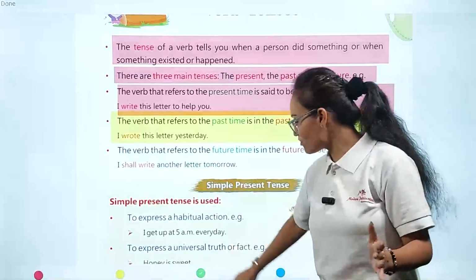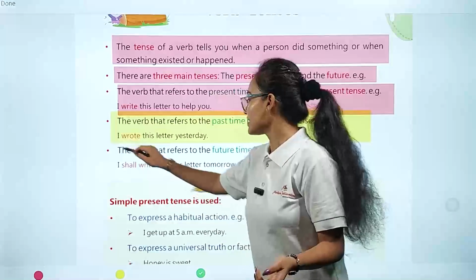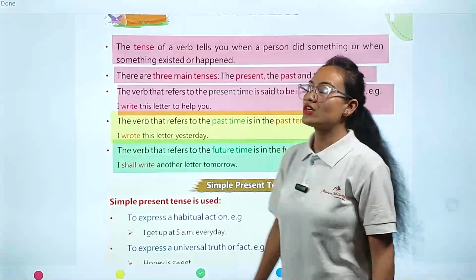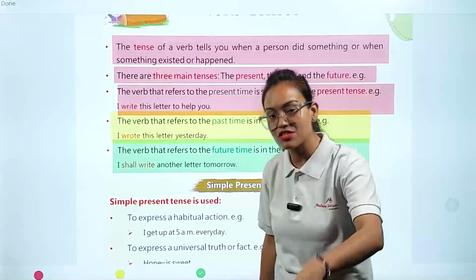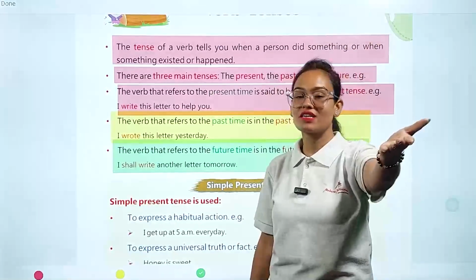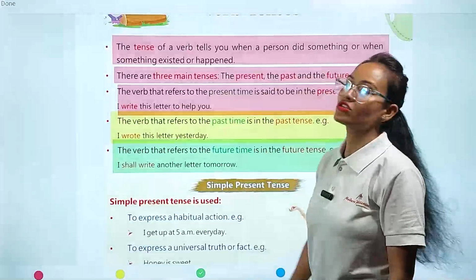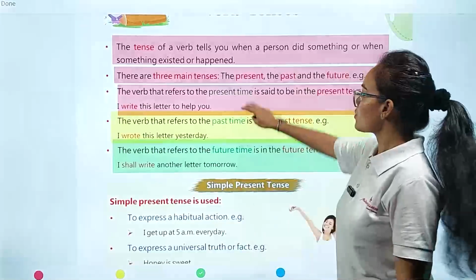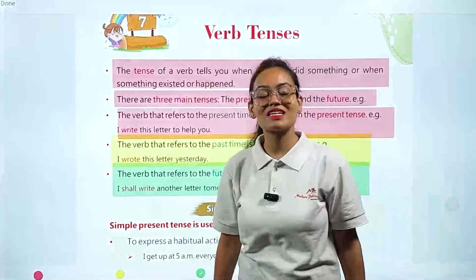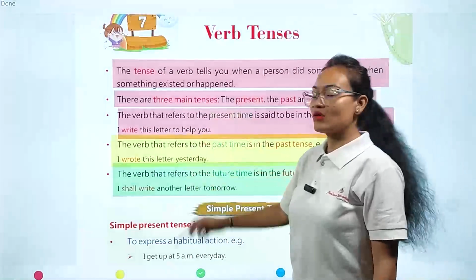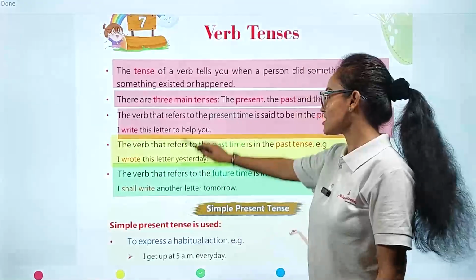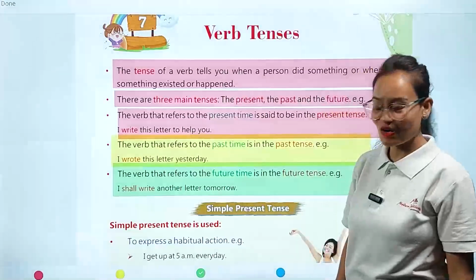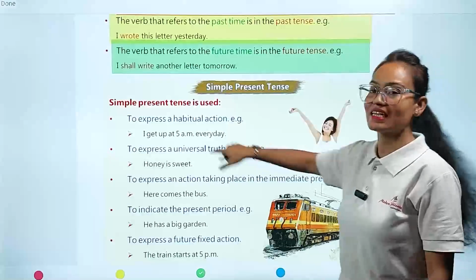The third type of tense is future tense. The verb that refers to the future time is in the future tense. So the verb word which tells us that this activity we are going to perform in upcoming time is called our future tense. Example, you can see, I shall write another letter for tomorrow. So my dear students, I hope the concept of verb plus tense is clear to you all. We are talking about three main types of tenses: present tense, past tense, and future tense. Now come with me and let's see these tenses in detail.